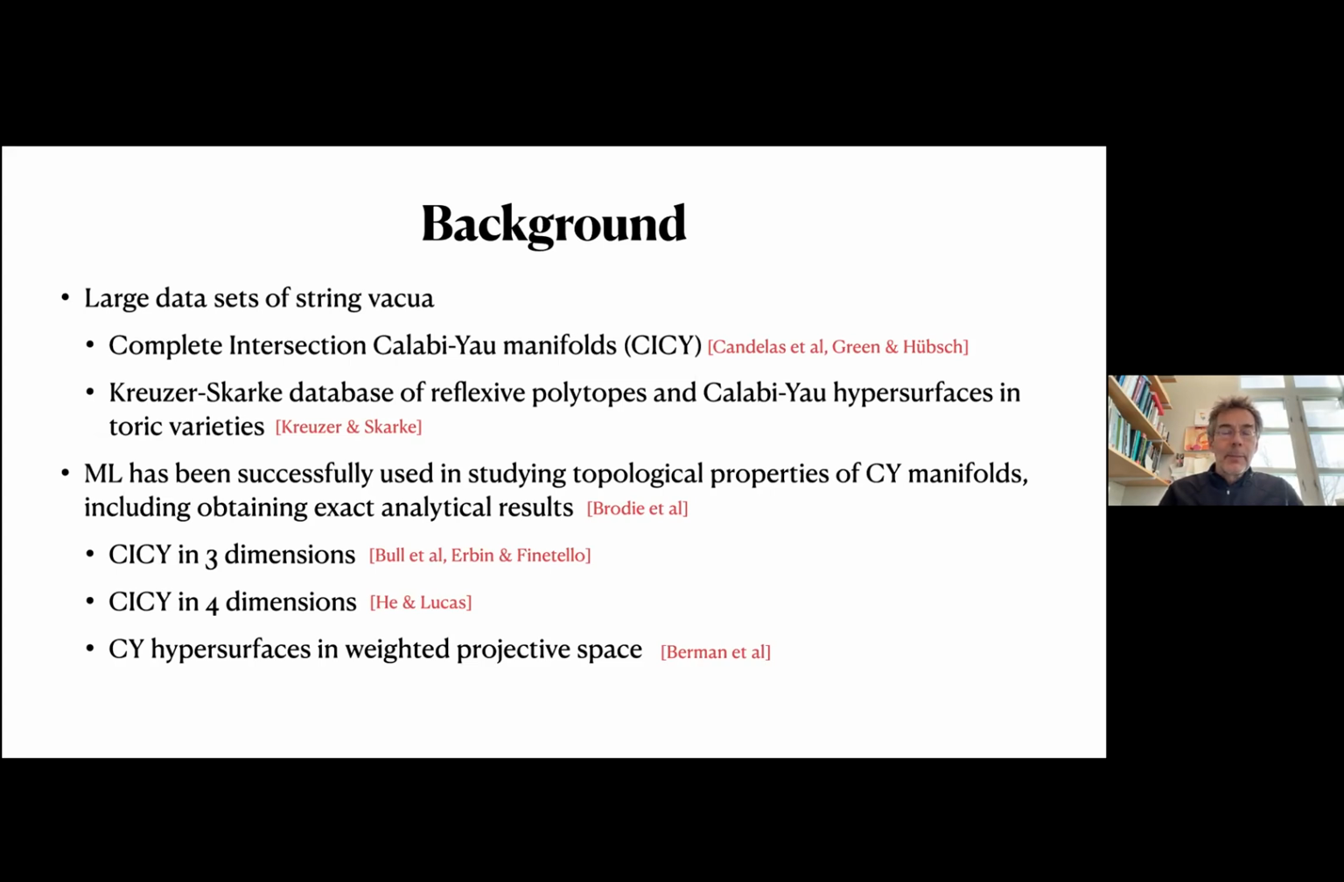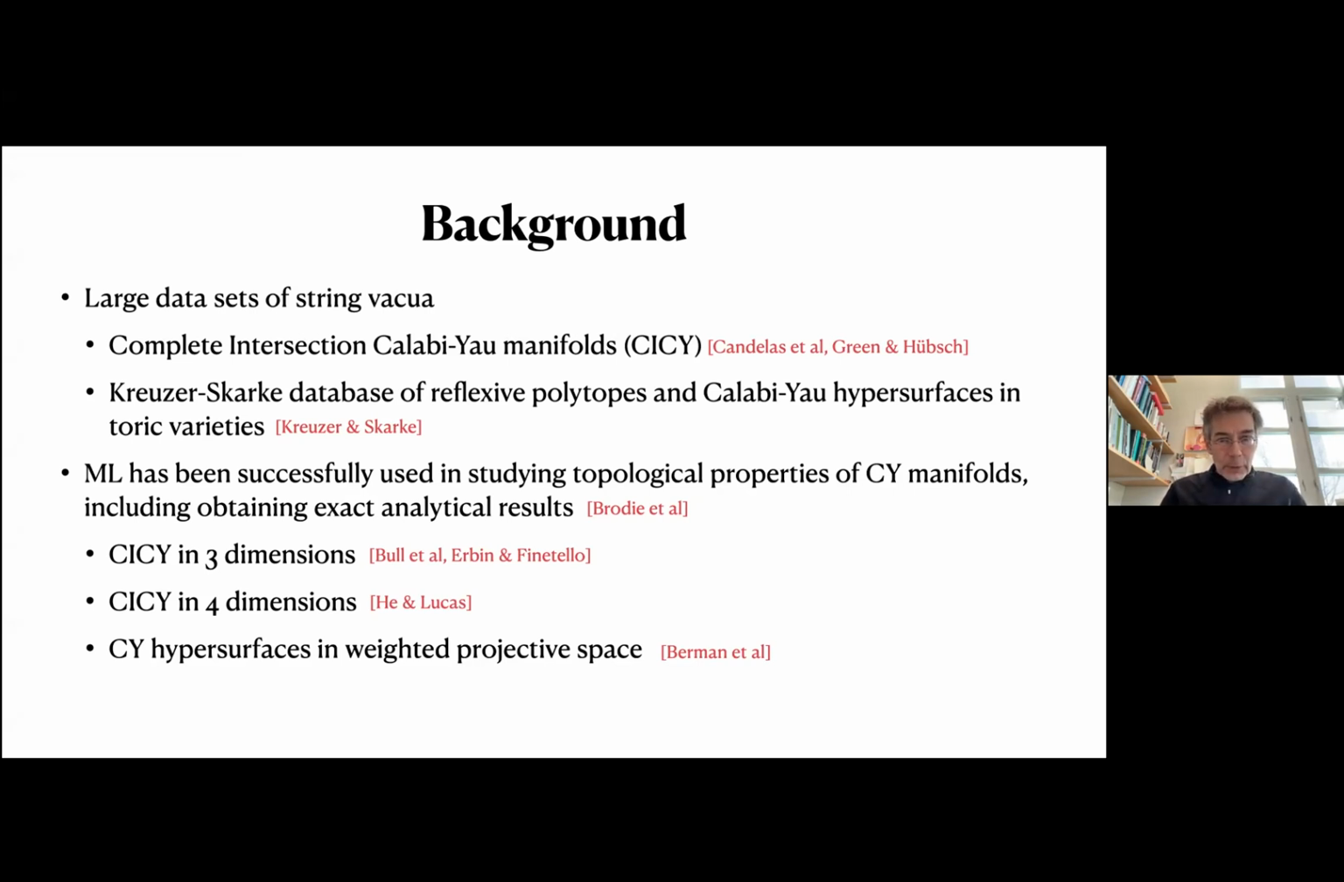And then more specifically, what we're interested in is the work by Kreuzer and Skarke in the mid to late 90s, going into 2000, on constructing for 3 and 4 dimensions the complete classification of the reflexive polytopes. And then, of course, this database also provides you with the information about the Calabi-Yau hypersurface and computes automatically what the Euler number and the Hodge numbers are, given that you specify a particular polytope.